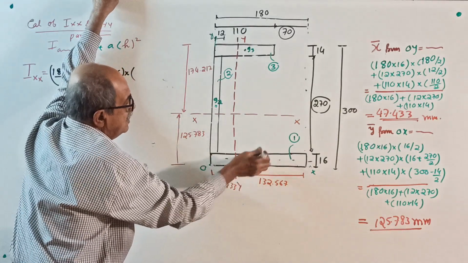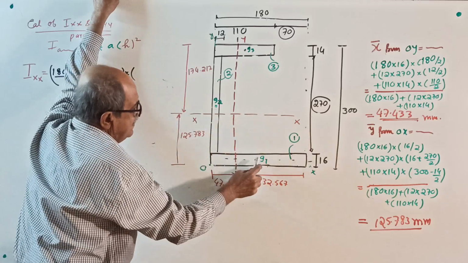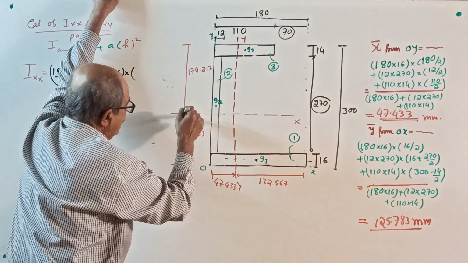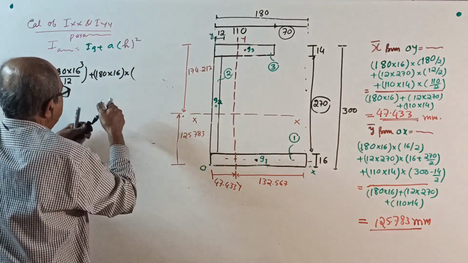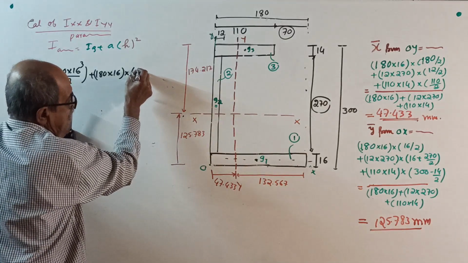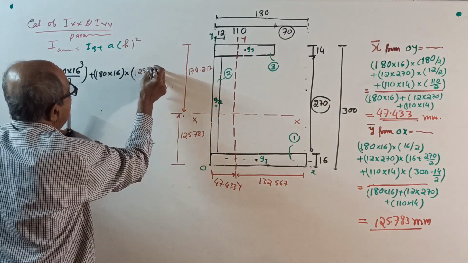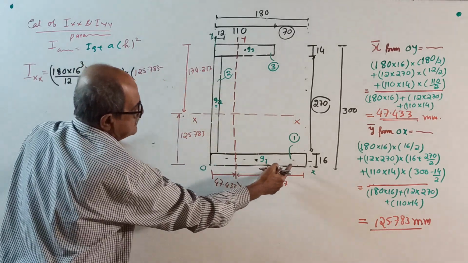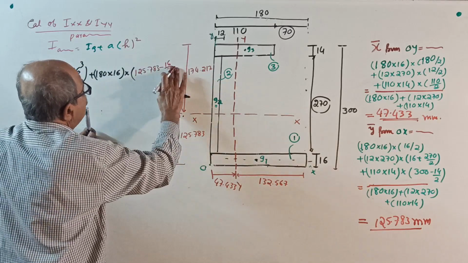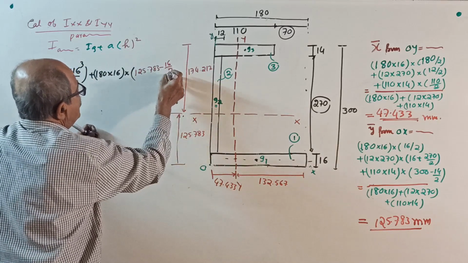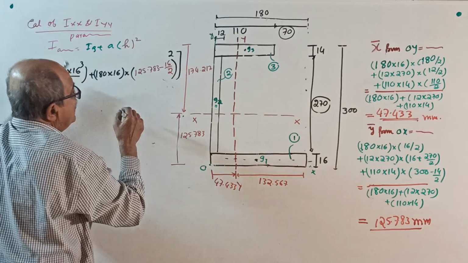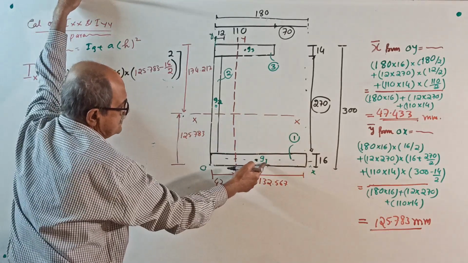From here to the required axis xx, this distance squared. From here to here is 125.783, in red color. The red color is the most important. From 125.783, subtract half of 16, that is 16 by 2. That number is to be squared. This will give I about xx for the first one.